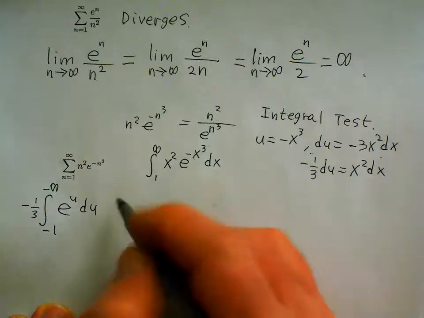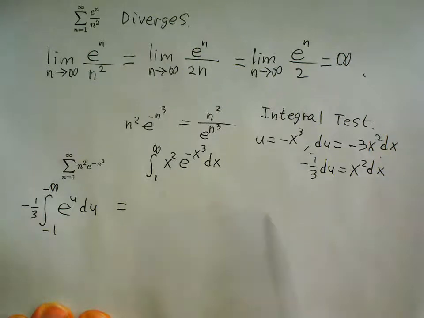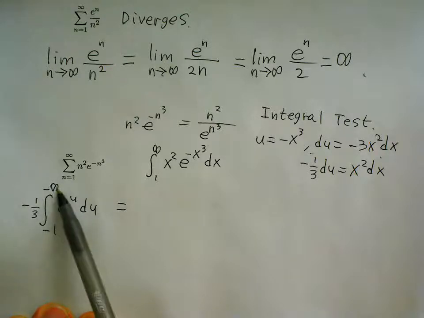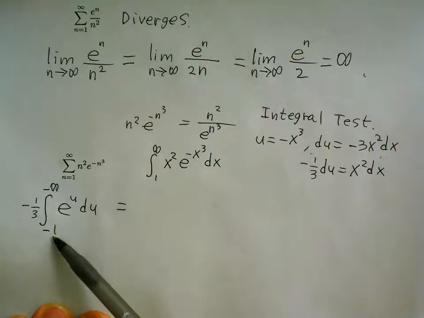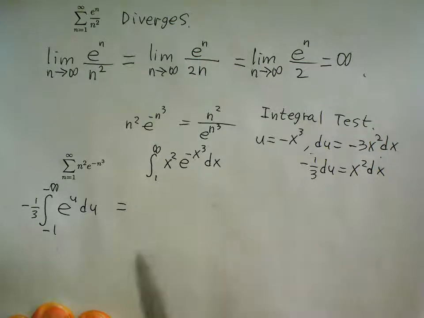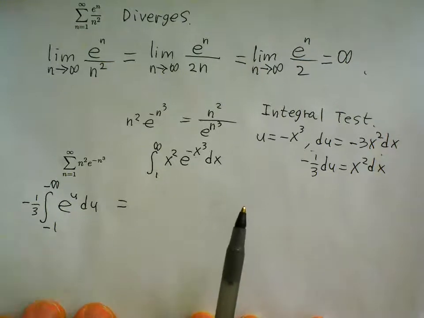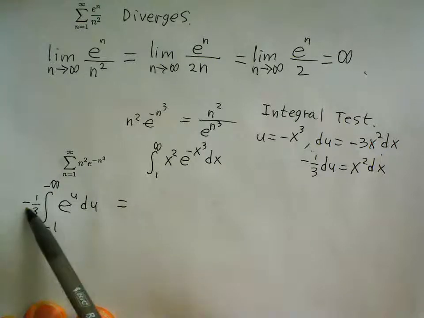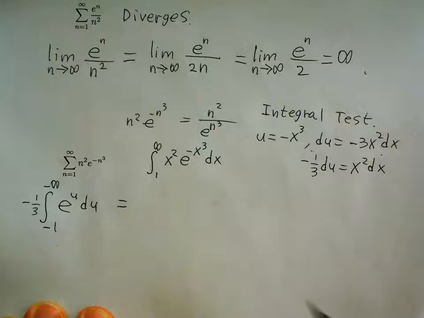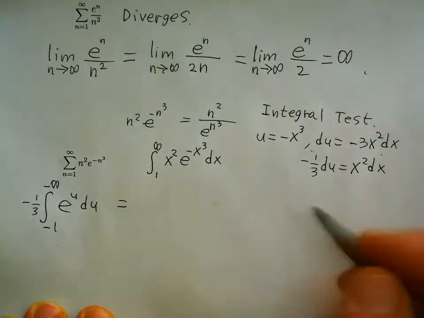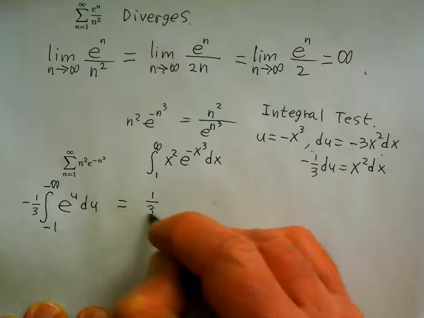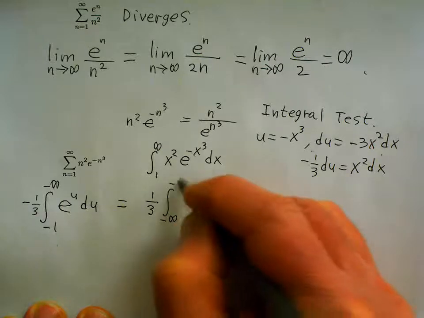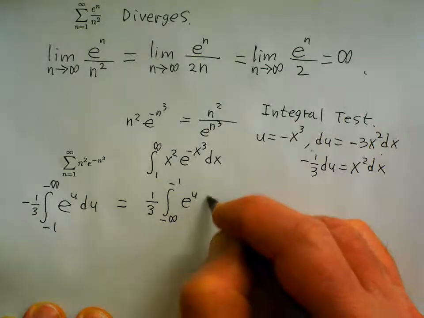Well, we can rewrite this. The upper limit is negative infinity, so that's in the negative direction compared to where negative 1 is. We can use a property of integrals. We can reverse the limits if we take the negative of negative 1/3. So we can rewrite this as positive 1/3. And then from negative infinity to negative 1, e to the u du.